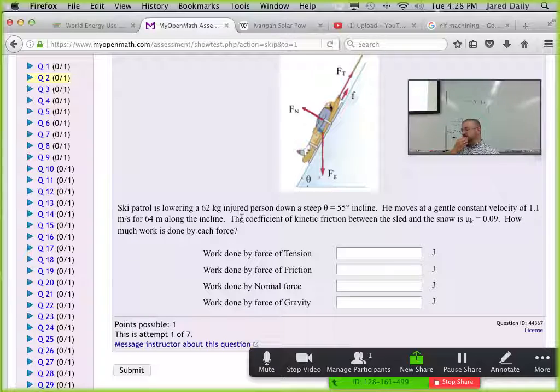Mr. Dad? Yep. So the weight, I think I had the number for the weight and I found the friction. So to find the tension, you just go weight minus friction should equal tension, right? Yes. Okay.